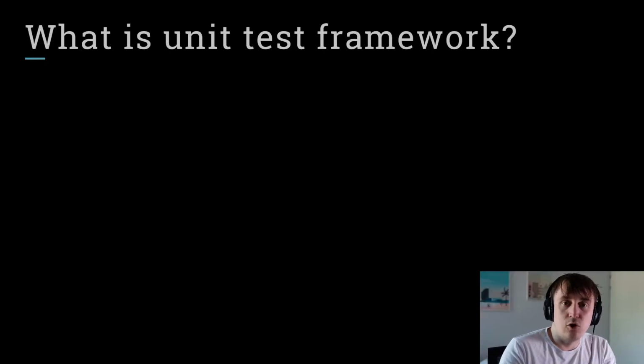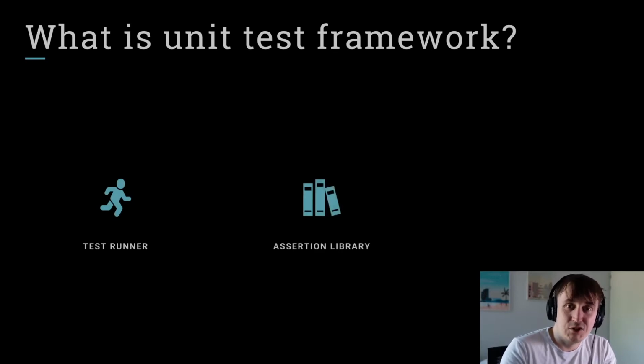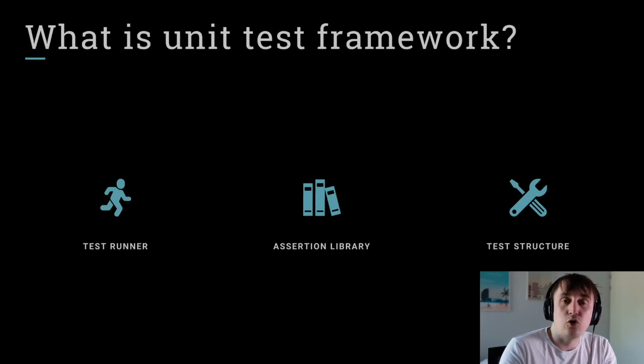Before we start writing code, let's see what a unit test framework actually is. A test framework can consist of a few elements. It can contain a test runner, it can contain an assertion library, and it contains some functions for test structure. Not all test frameworks include all these three elements. Sometimes there are only test runners, sometimes the test framework doesn't have an assertion library. But in our project, we will try to build all these three parts.